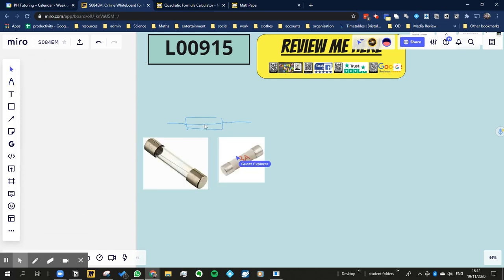So this is the symbol for it, and as you can see, on the left you've got the thin wire going through it, and the one on the right is actually how they normally look, where it would say the value of that fuse, 3 amp in that case. So why is a 3 amp fuse called a 3 amp fuse? It's called a 3 amp fuse because if a current of over 3 amps went through that fuse, it would blow. We say blow, it basically means the metal inside of it would melt.